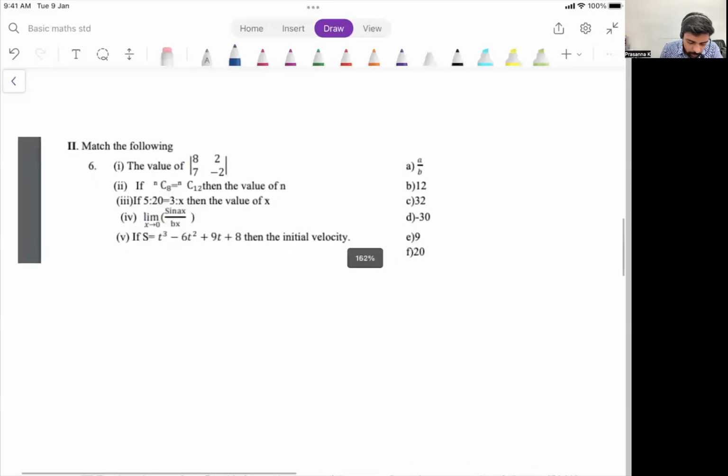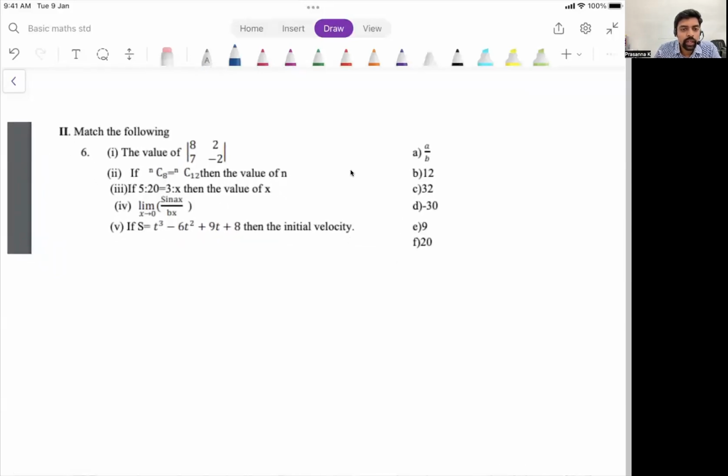Then match the following. The value of the determinant |8 2; 7 -2|. It's very simple. You have to multiply the principal diagonal elements and subtract the product of the other two elements. So 8 into minus 2 minus 7 into 2. You need to simplify this. 8 into minus 2 is minus 16. 7 into 2 is 14. Minus 16 minus 14 is minus 30. So minus 30 is for the first one.